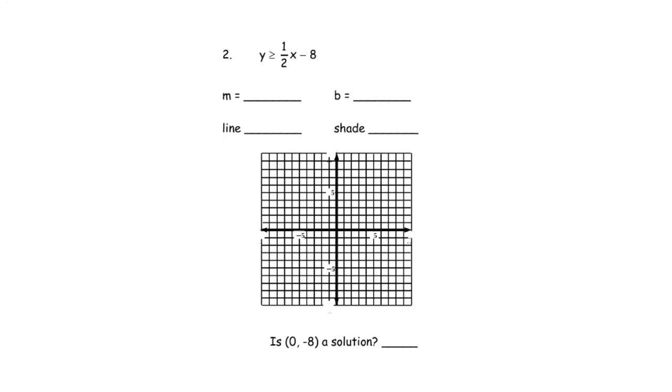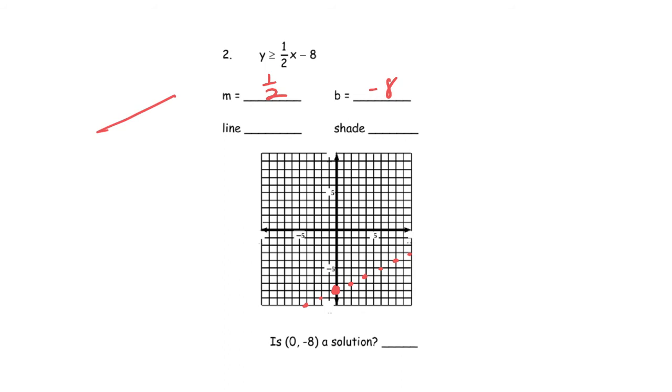Next, let's take a look at number 2. y is greater than or equal to 1/2 x minus 8. Again, graph like normal. The slope is 1/2. The y-intercept is negative 8. So I'm going to go down here to negative 8 and plot my point. A slope of 1/2 should go that way, so up 1 over 2 should look like this. You can see all my ordered pairs. I'm going to graph a couple more.